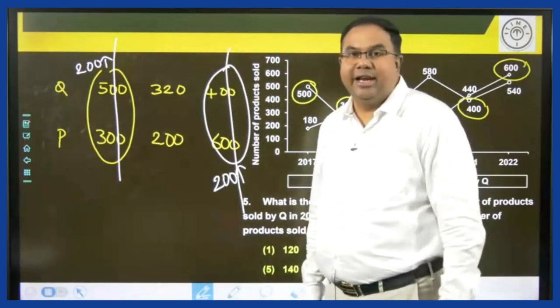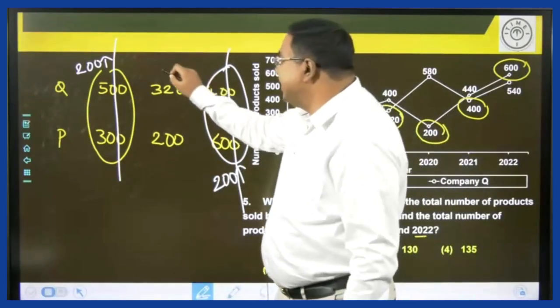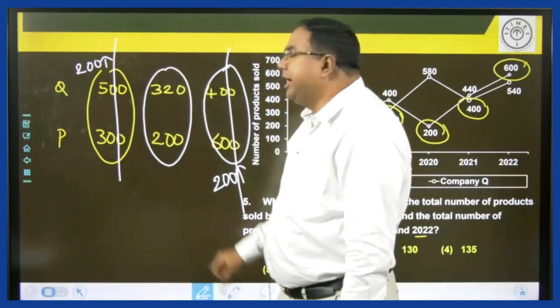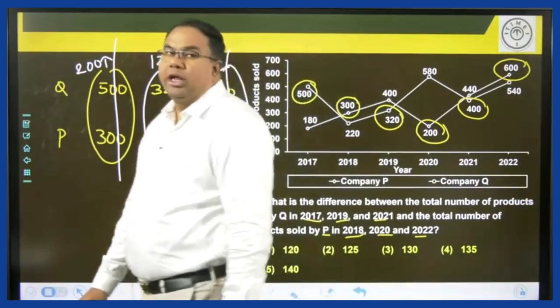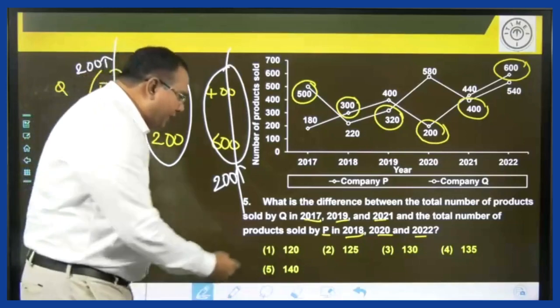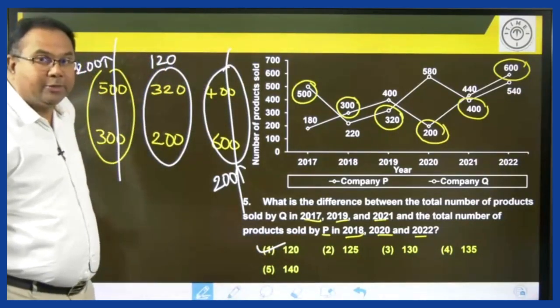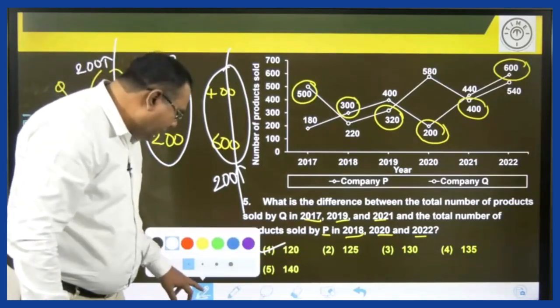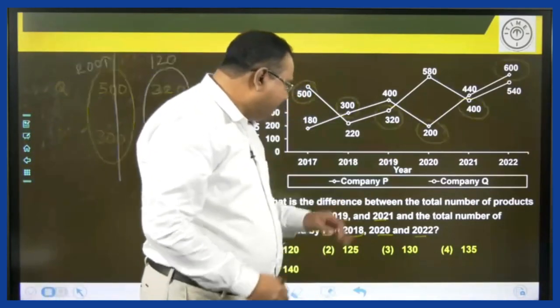Here, Q is 200 more. Here, P is 200 more. So these two get nullified. I am taking the difference only between Q and P. So what is the difference here? These two are left over. 320, 200. Clearly, my Q is 120 more. So my answer has to be 120. 120 is present in choice 1. Right, students? This is about your first set.